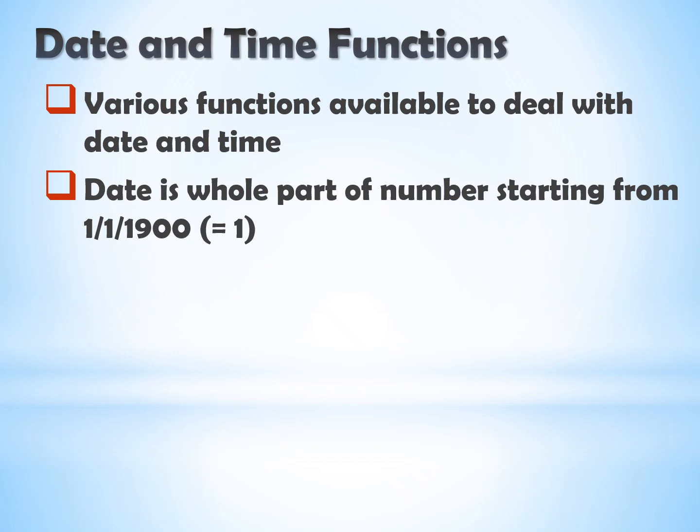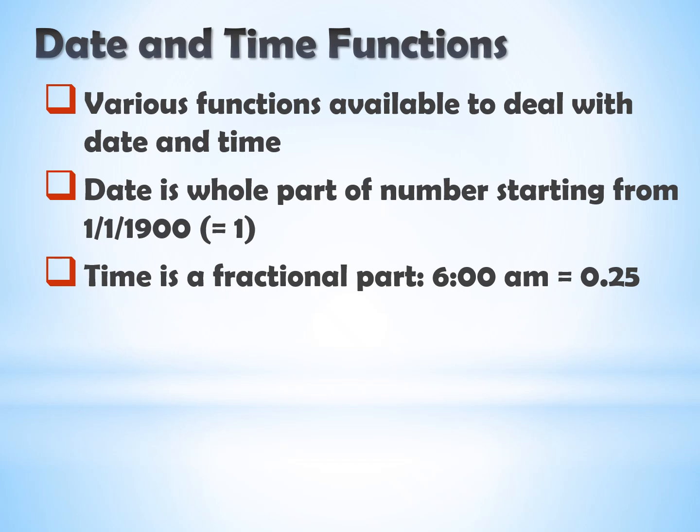Excel understands dates and time in numerical terms, using days as a whole part of a number representing the date, where the counting starts from the 1st of January 1900. So this date is represented as 1. Time is represented by a fractional part of a number. For example, 6 a.m. is 0.25.